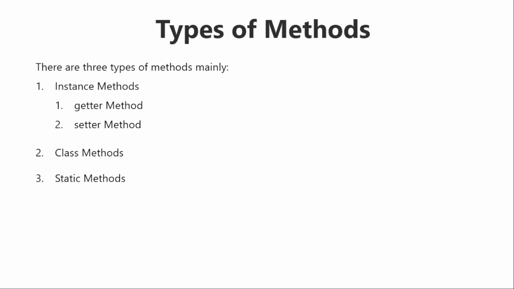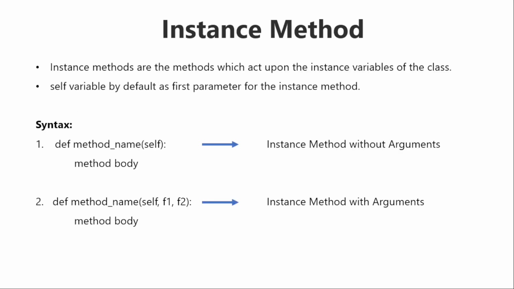In instance method we have two more methods called getter method and setter method. Now let us go one by one, because we can work on instance method now. Instance methods are the methods which act upon the instance variables of the classes. Self is passed by default as the first parameter for the instance method. So these methods act upon the instance variable and they use self as the first parameter.